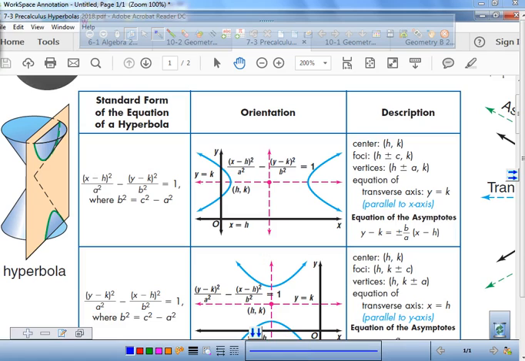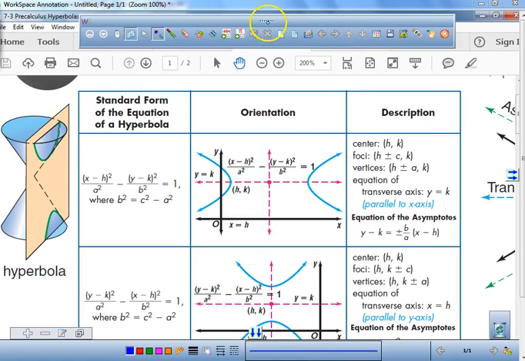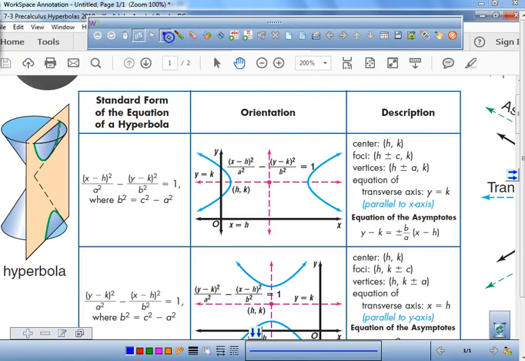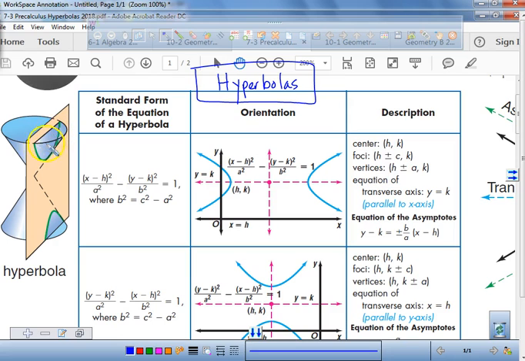So right now, today, what we're working on is hyperbolas. So right here, I'm going to write the last conic section. Okay? A hyperbola is created when you take a plane and it intersects with cones. And you'll notice right here, this is the cross section of the cone.